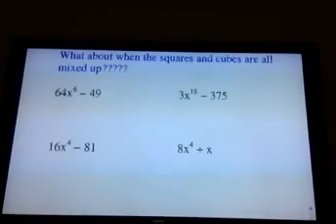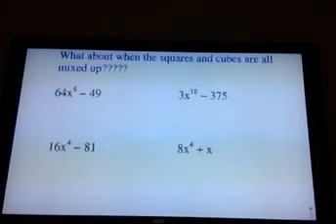64 x to the 6th minus 49. So first I ask myself, do I have squares or do I have cubes? Well, 64 is both. Square and a cube. 8 times 8. But it's also 4 times 4 times 4. X to the 6th is both a square and a cube. But 49 is not a cube. It's only a square. So we're going to factor this as a difference of squares.